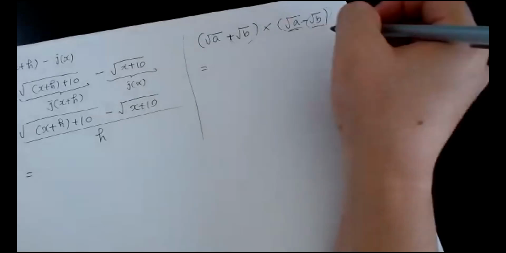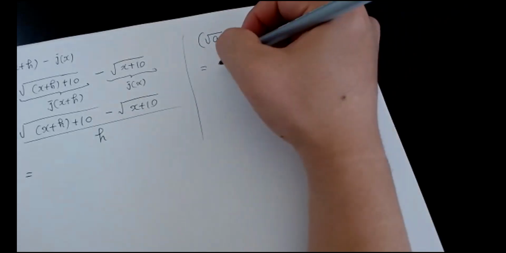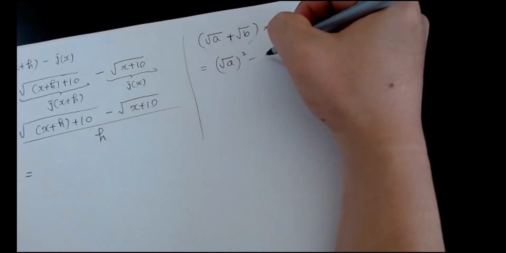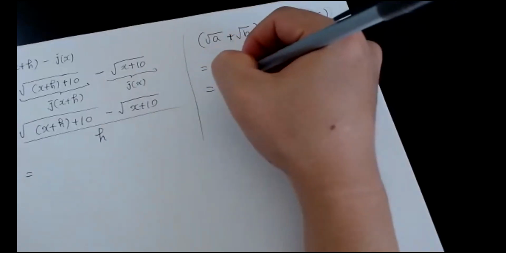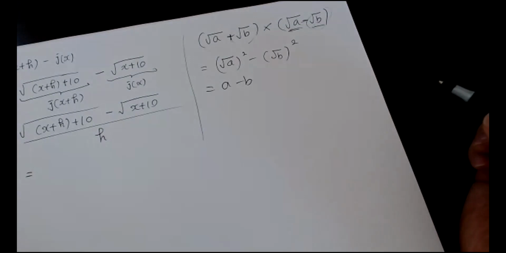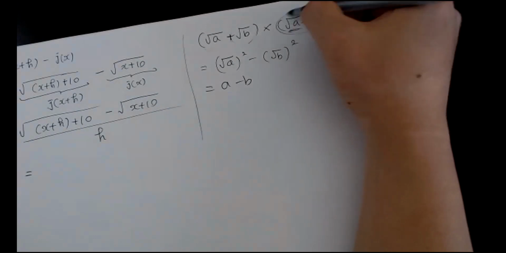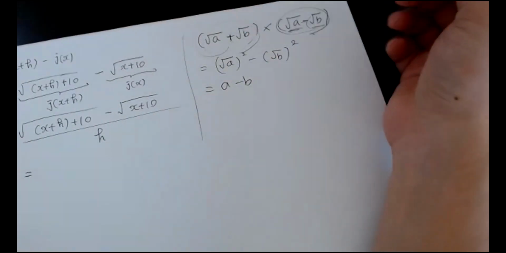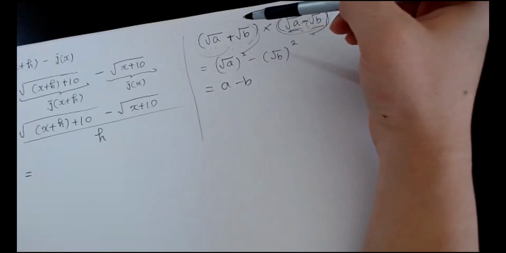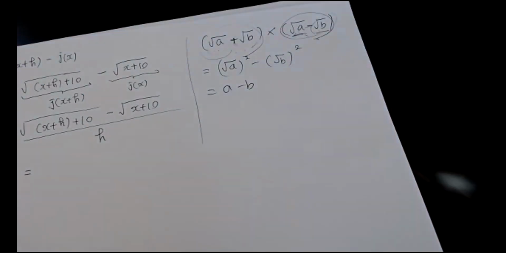Okay, multiply. Then what happens? Let me do FOIL. You can check that. When you do FOIL, you're going to get square root of a squared minus square root of b squared, which means a minus b. So now the square root term is gone. You see, the square root is gone, right? So this is the way to rationalize some algebraic expression involving a square root term. Now square root a minus square root b is called the conjugate of this, or this is called the conjugate of that. So each one is the conjugate of the other.